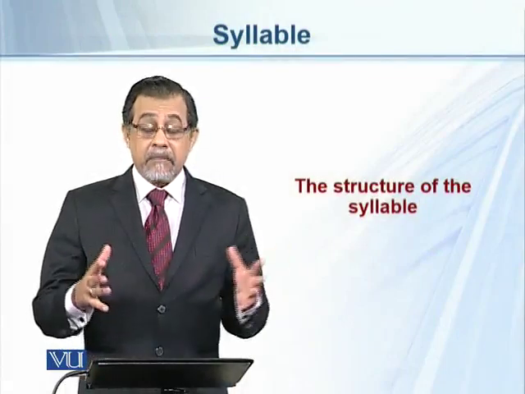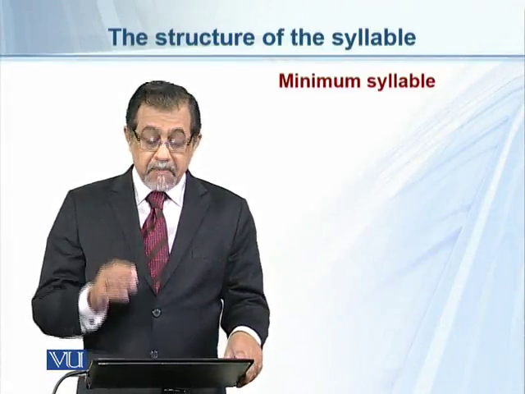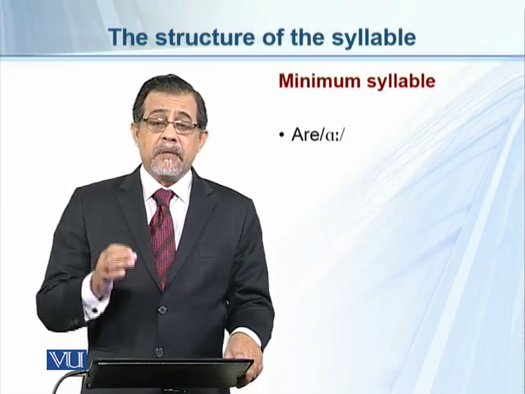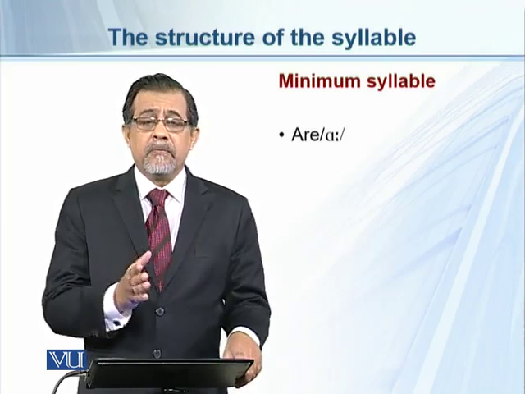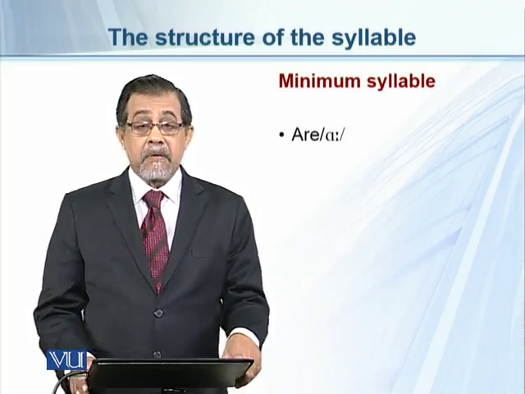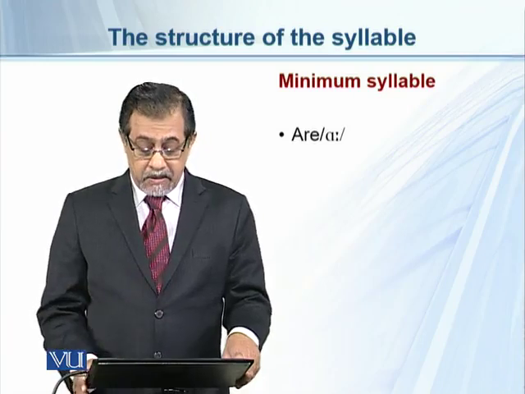Syllable. Let's now look at the structure of the syllable. Minimum syllable. A minimum syllable is the syllable that has no onset and no coda. For example, you can look at "a". It has no consonant in the beginning or in the end.